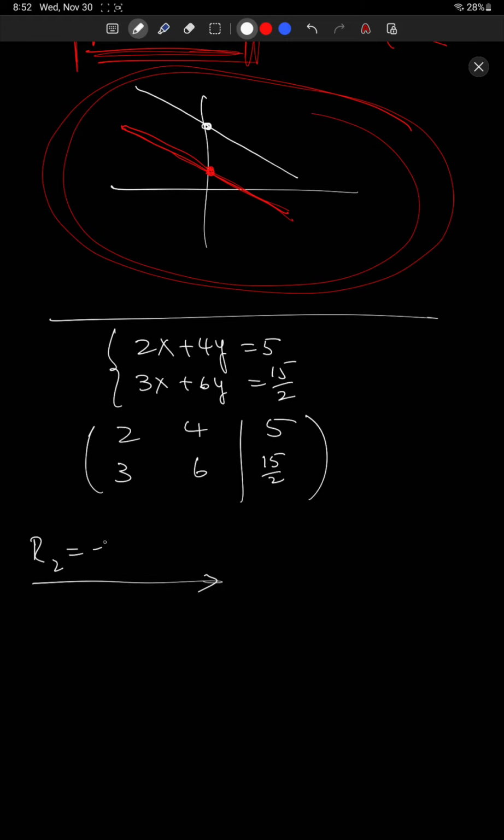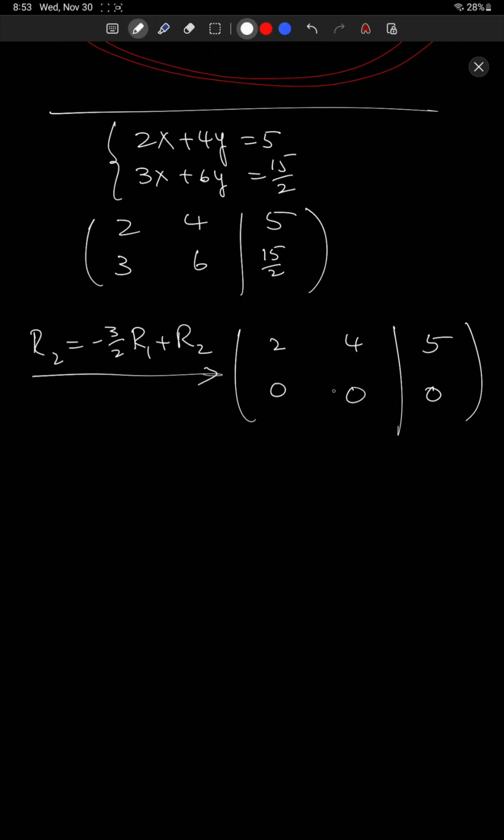Row 2 equals minus 3/2 row 1 plus row 2. All right. 2, 4, 5, those don't change. The second row, when I do this, I'm going to get a 0 here. When I do this, I'm going to get a 0 here. And then when I do this last one, I'm going to get minus 15 over 2 plus 15 over 2. All right, 0 as well. Okay, so this is actually going to be different because when I transform this back into a system of equations, I have 2x plus 4y equals 5. And down here, I have 0 equals 0.